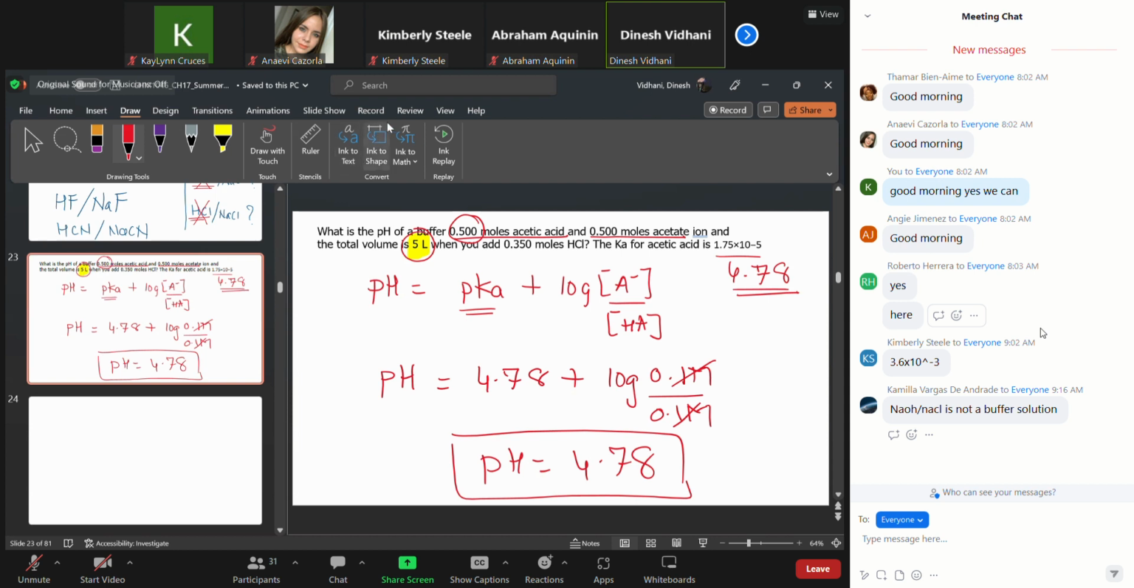Now you are adding 0.35 moles of HCl into this solution. You're adding the strong acid into this solution. So how should I approach this? Write down step number 1: write down the equilibrium.